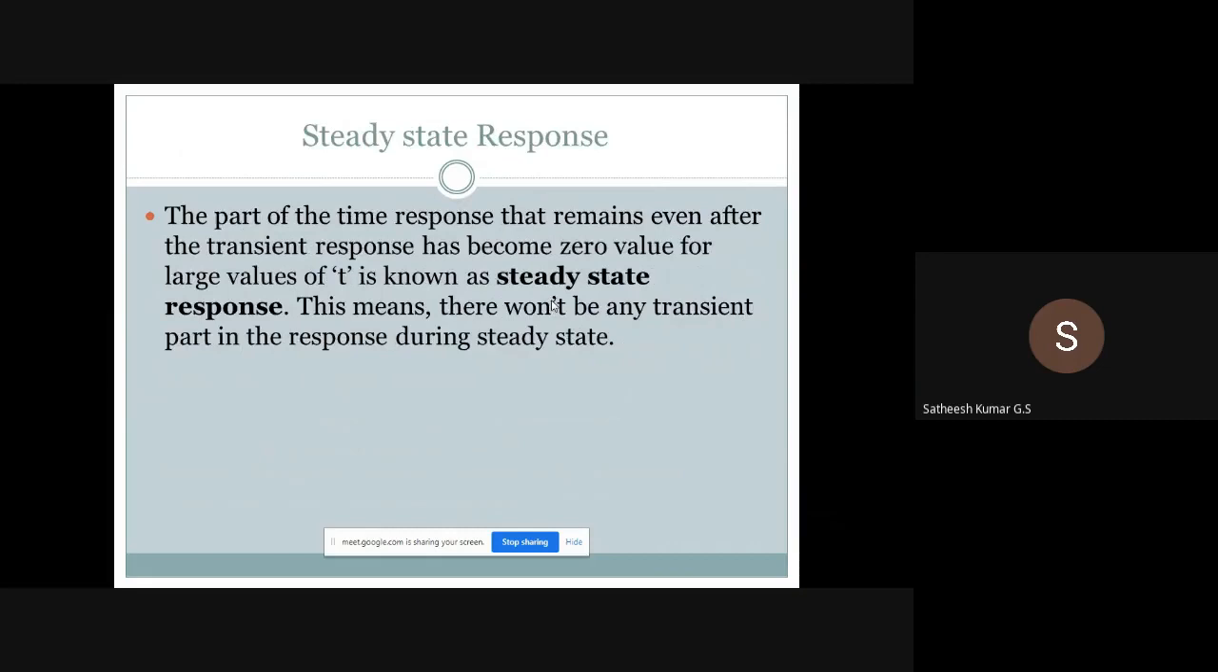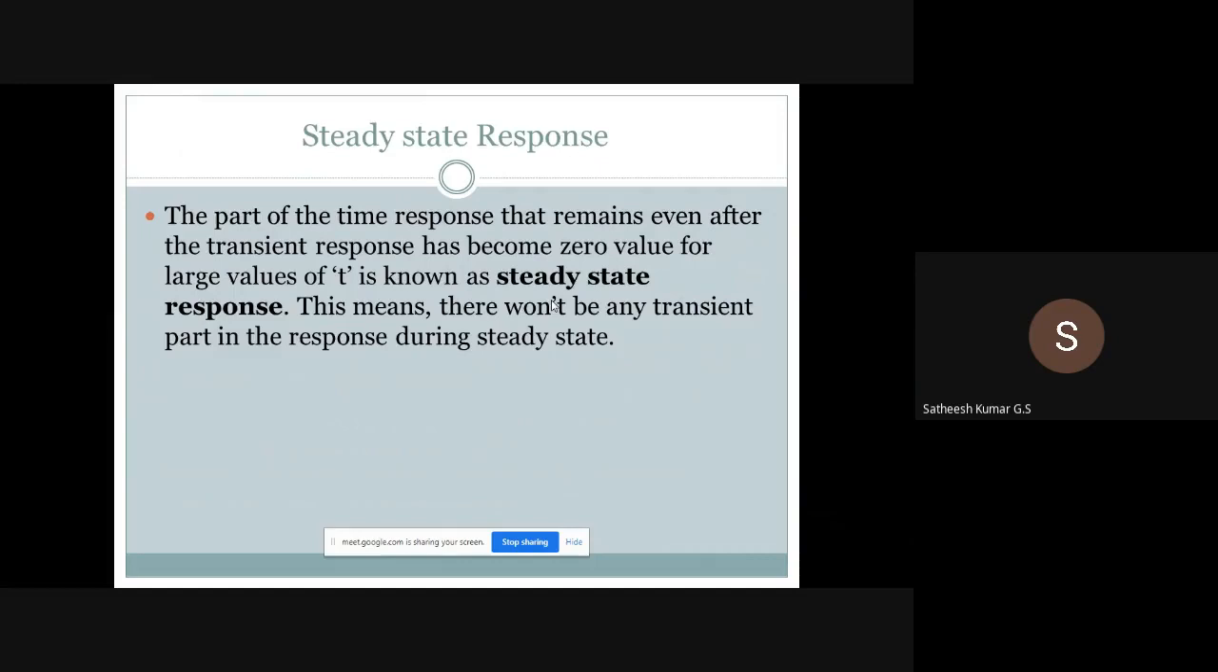Okay. So what is the steady state response? It is the part of the time response that remains even after the transient response has become 0. So the transient response totally becomes 0. After that, it takes some time to attain the steady state. That is called the steady state response.